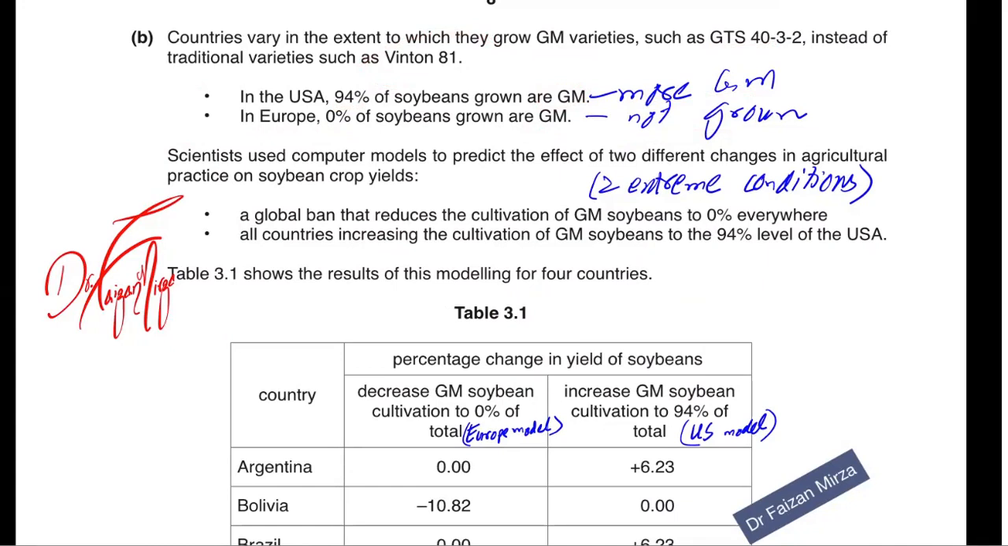Scientists use computer models to predict the effect of two different changes in agricultural practice on soybean crops. So these are computer-generated models. One is a global ban that reduces cultivation of GM soybean to 0%, which means something similar to Europe, if that's done globally, and the other is all countries increasing cultivation of GM soybean like the US. So both these conditions are replicated in a computer-based model, and the prediction is made using the computer model of how it affects yield.